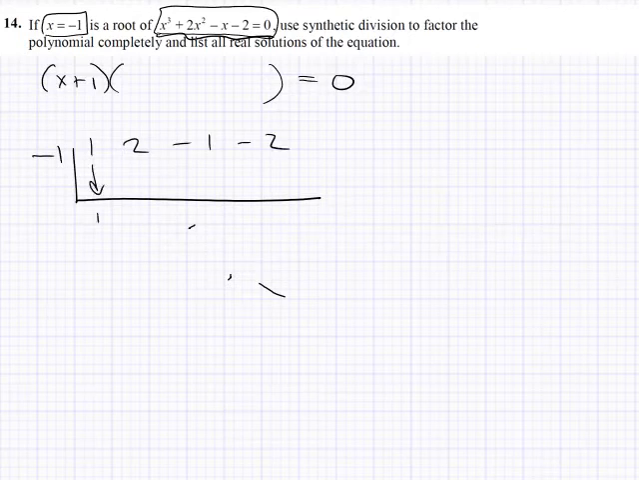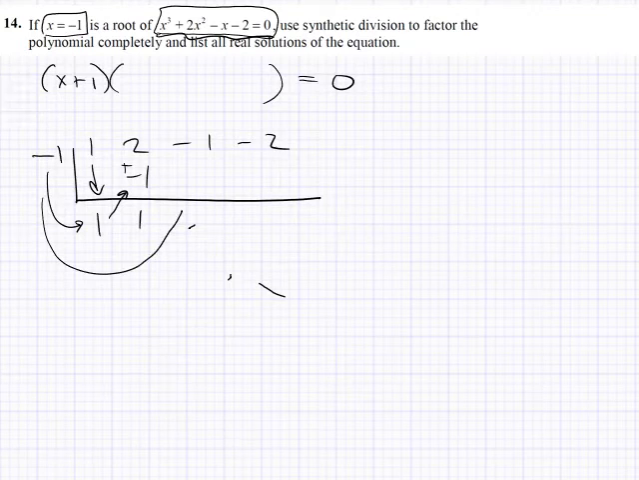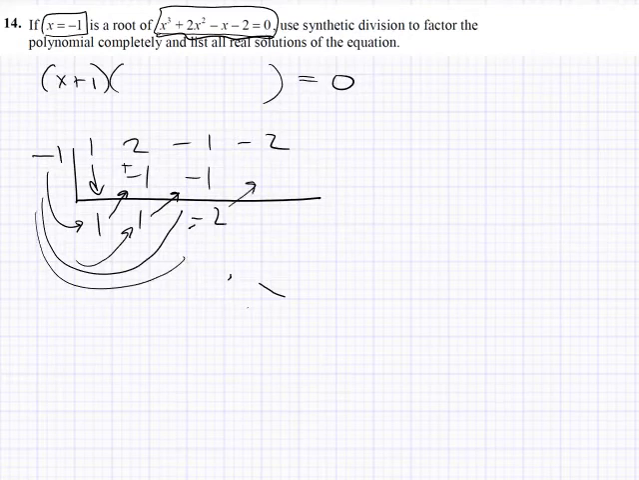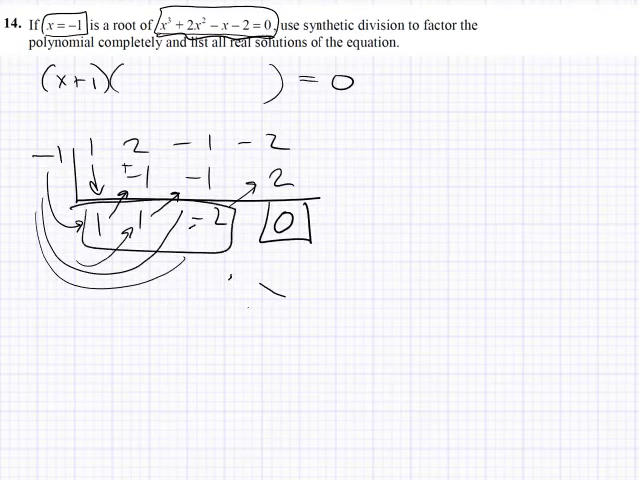We'll bring down the first 1, multiply. We get negative 1, we'll add. Then we'll multiply again, and we'll get negative 1, and we'll add. Then we'll multiply again, and we'll get 2, and we'll add. And we knew we were going to get a remainder of 0. But this is what we were looking for, the other factor, which will give us x squared plus x minus 2. So now what we have to do is factor this a little bit further if possible.